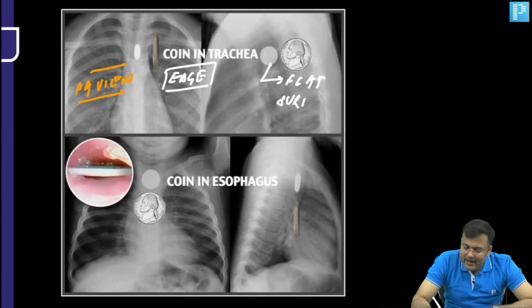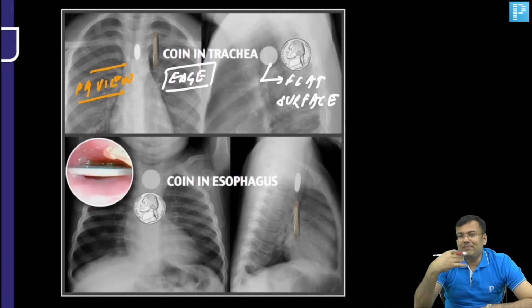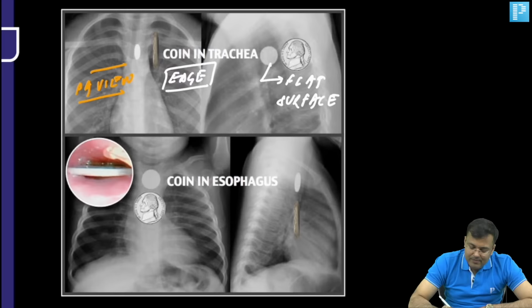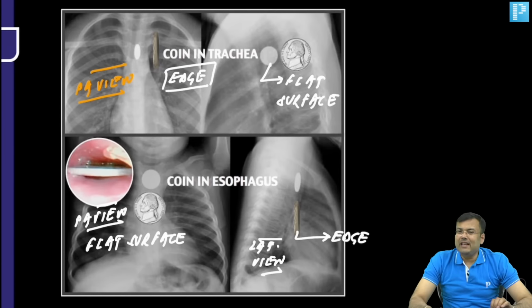And what will be the symptom if the coin is in trachea? If the coin is in the trachea, patient will be having dyspnea. Whenever coin is in the esophagus, patient will be having dysphagia. And on PA view, you can notice the flat surface of the coin. And on lateral view, we can see the edge. Got it? So, it is very, very easy.